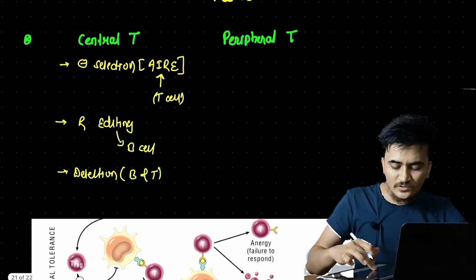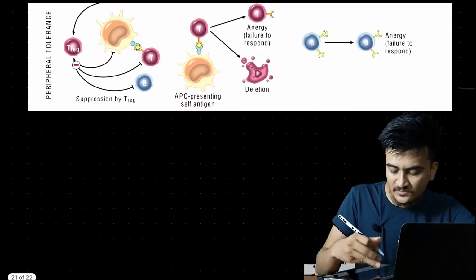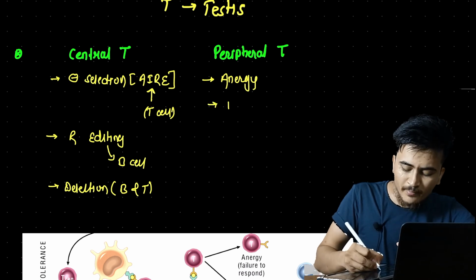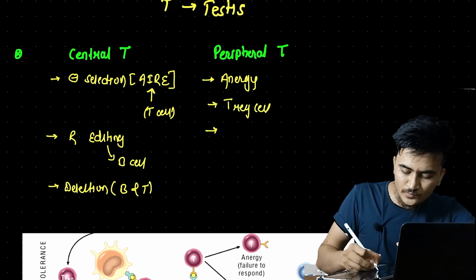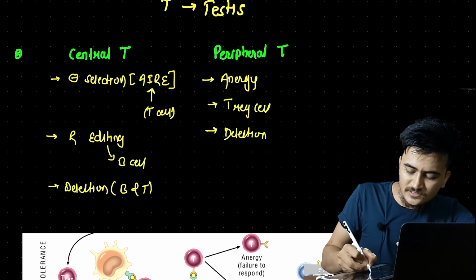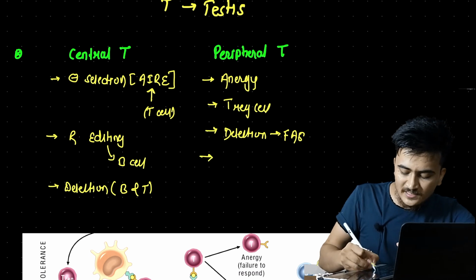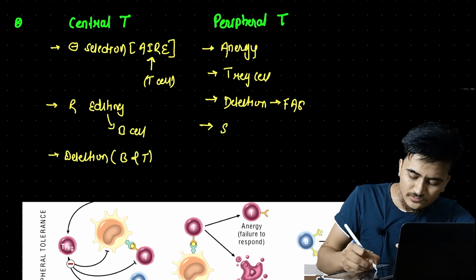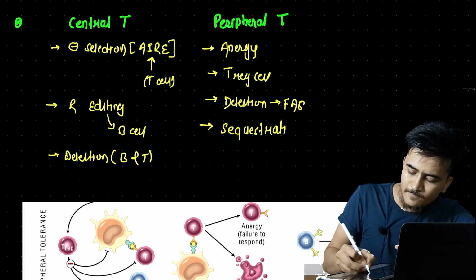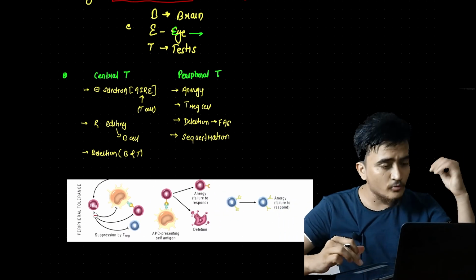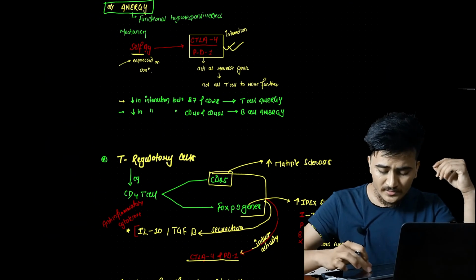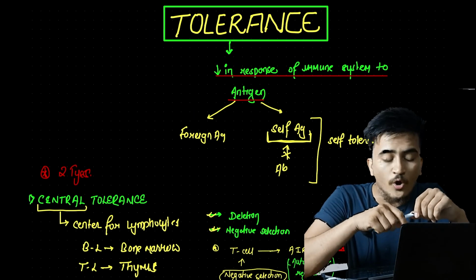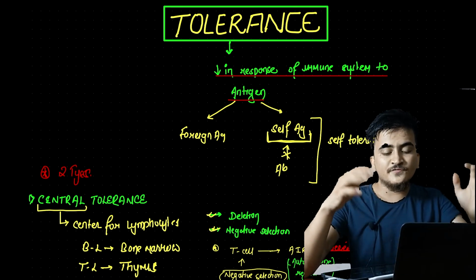Under the topic of peripheral tolerance, we discussed several anergies. We talked about T regulatory cells. We talked about deletion, and this deletion was apoptosis based, which was through FAS ligand. And we talked about antigen sequestration. And this was all about tolerance. We have discussed every point on tolerance. Now after this, the topic that we will be discussing is autoimmune disorders. So this was for today. Have a great time. Thank you.